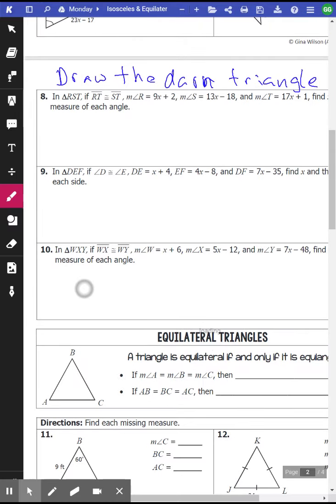So in triangle DEF, so here we go. Here we have a triangle. We'll do D, E, F. It says angle D is congruent to angle F. So I'm going to put the markings of congruency. Those two guys are equal. So just right off the bat, because we're working with isosceles, if those two angles are equal, that means that this side and this side are equal.